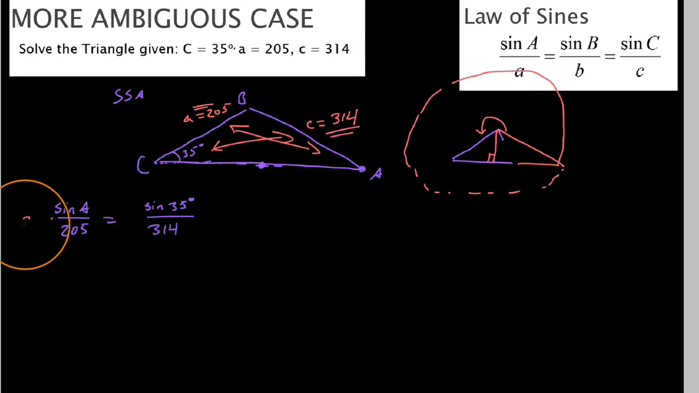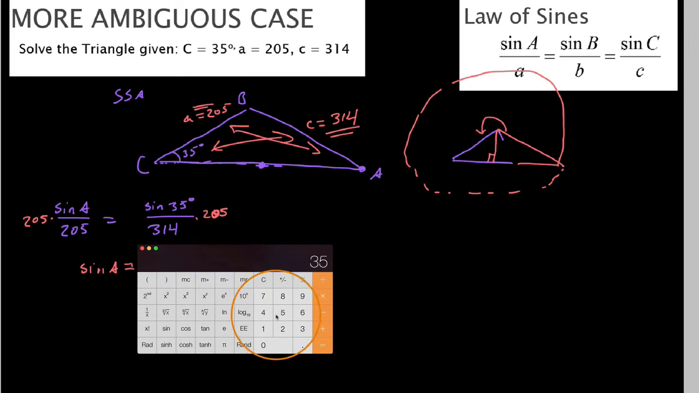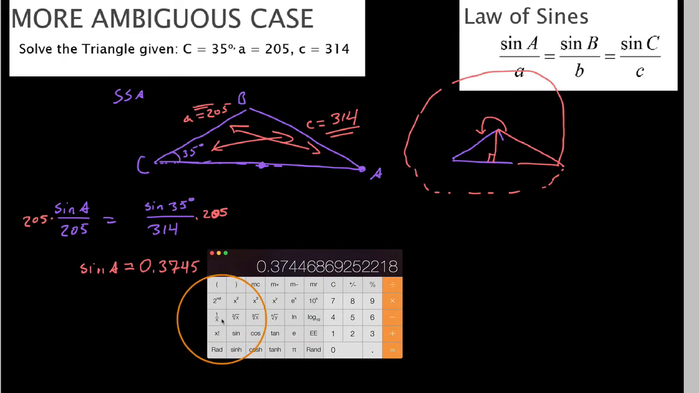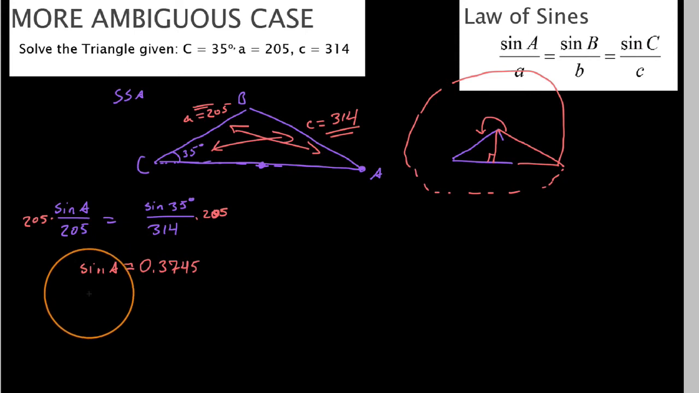So again, we multiply both sides by 205. I'm just going to carry this out on the right here. We get the sine of A is approximately 205 times the sine of 35, divided by 314. We get about 0.3745. If we take the sine inverse of both sides, we get about a 21.99 degree angle. So I'm going to call this about a 22. We say A is approximately 22 degrees.